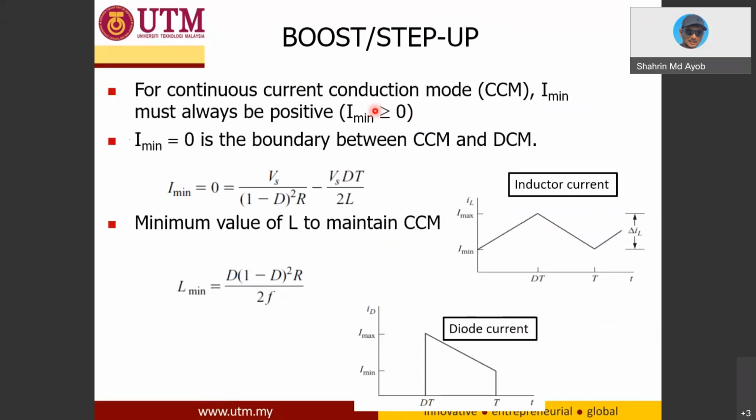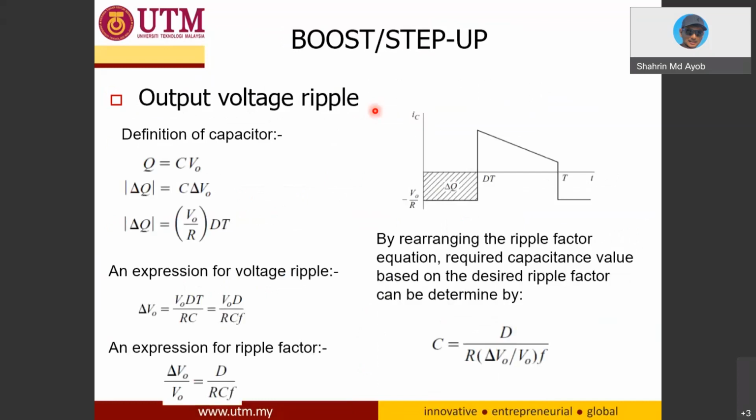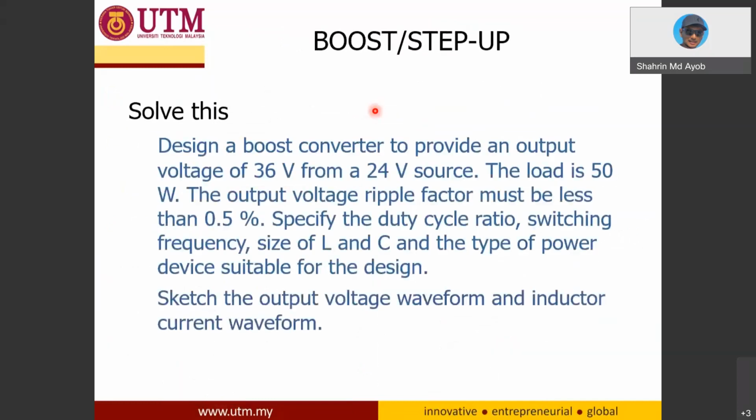We always want the boost converter to be operated in CCM. Then there are the ripple factors. This one is also a design question: specify the duty ratio, switching frequency, and size of the inductor and capacitor. I didn't have time to do this, but maybe we'll share the answer and solution with you. I think I have already done the solution, just for you to verify your steps and so on.